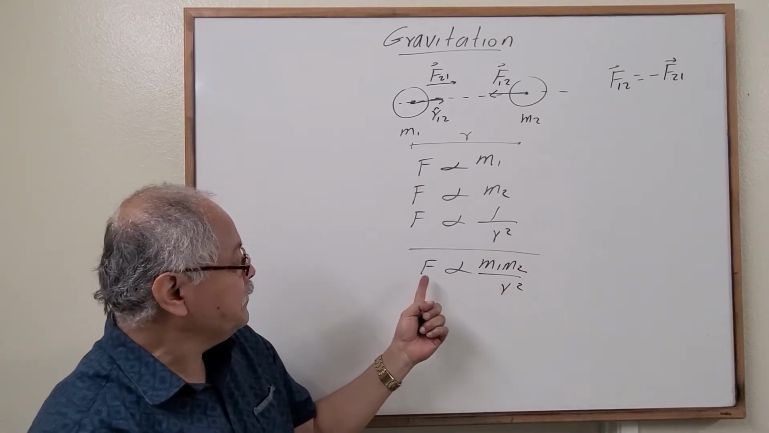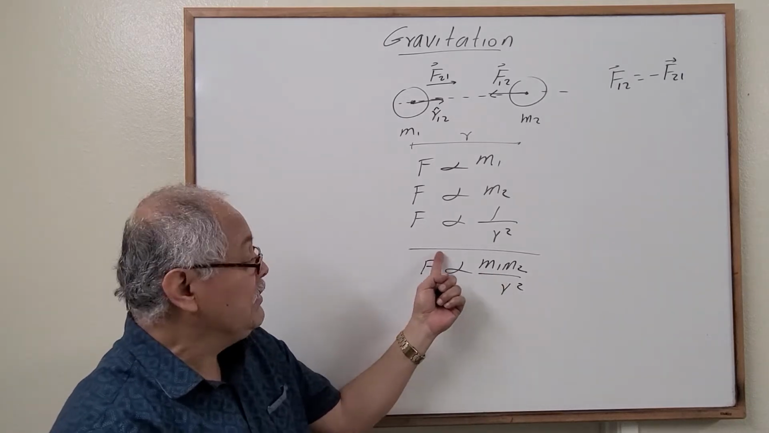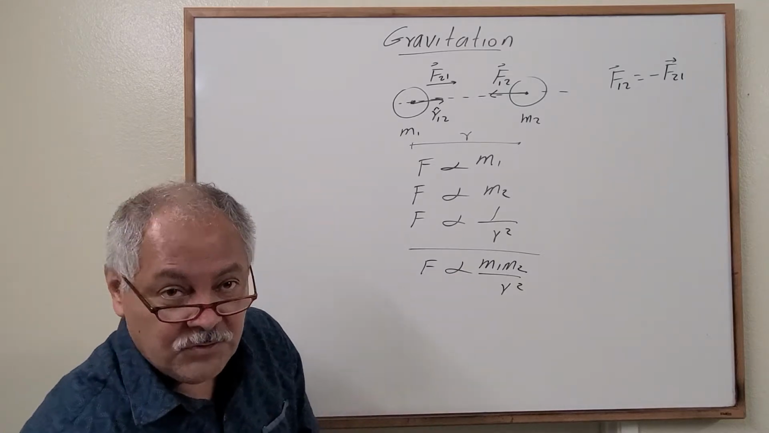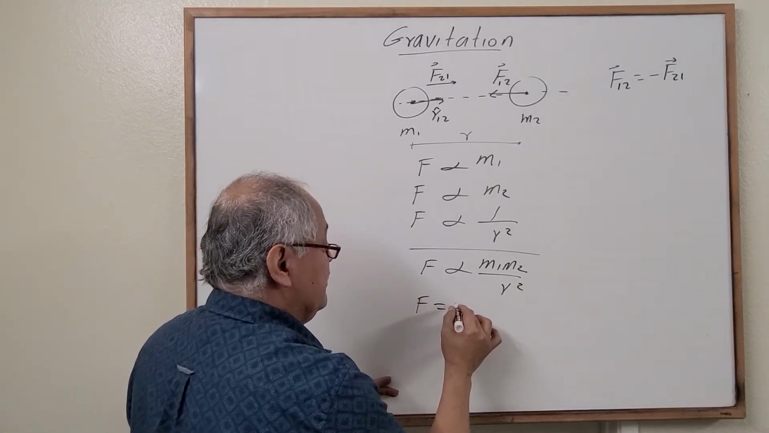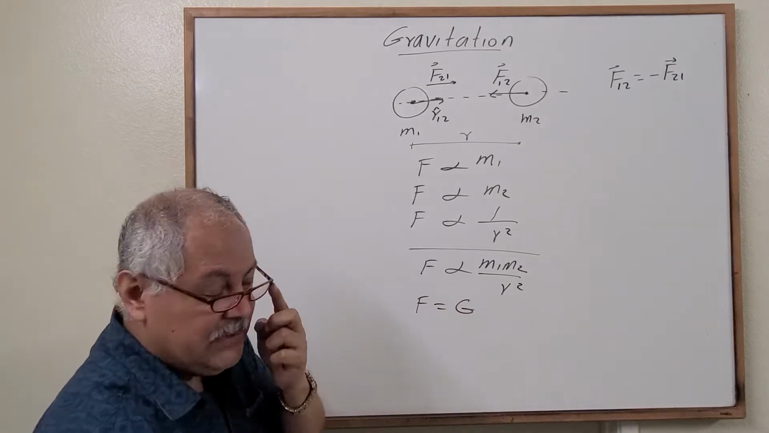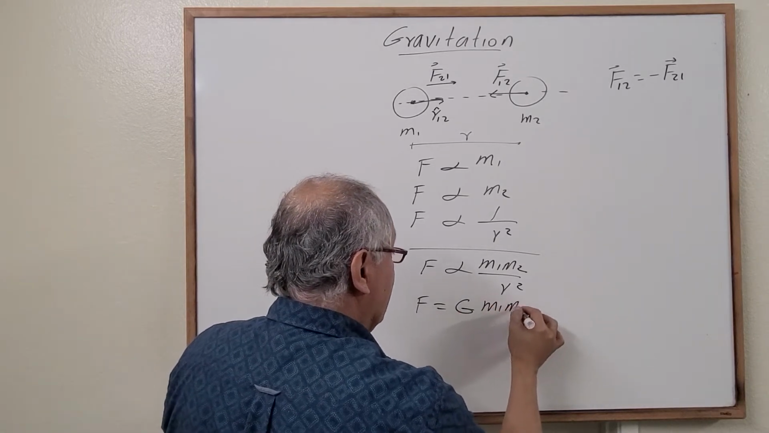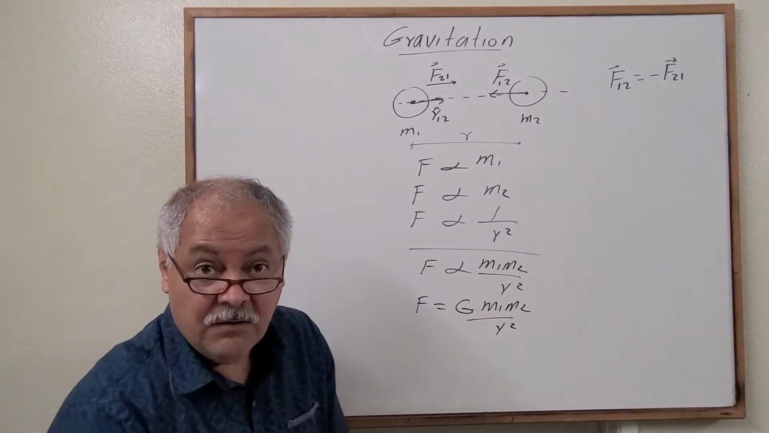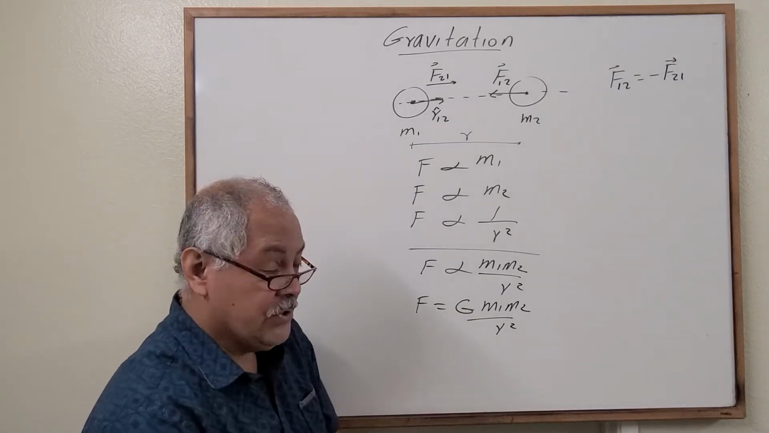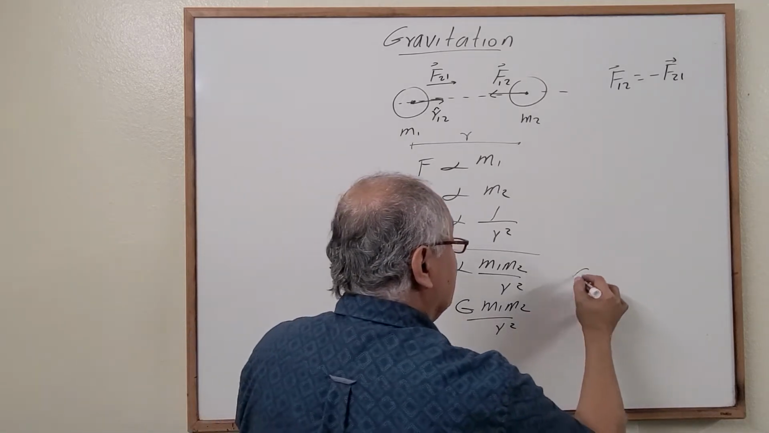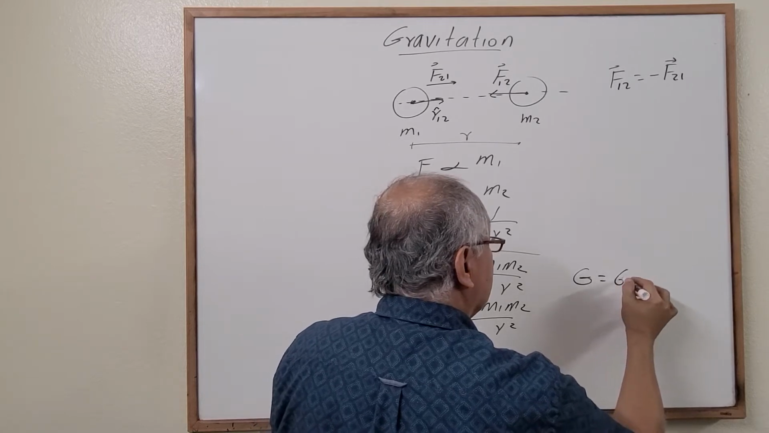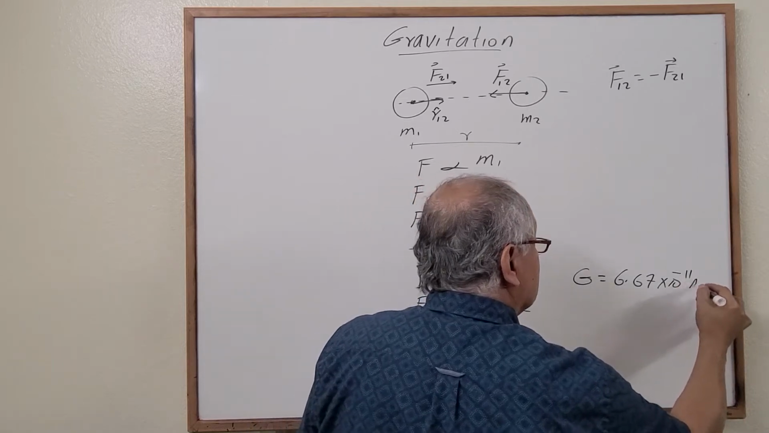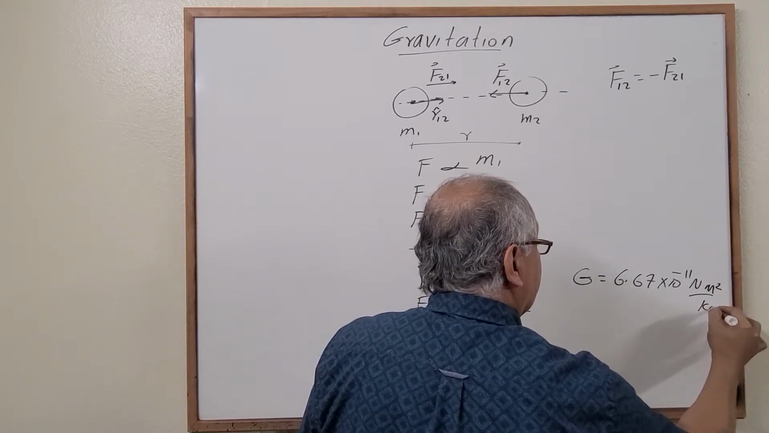Because they have different units, we need to match the unit, so we need to change this symbol by equals and add a constant. So what do we have? Force must be equal to a constant, we're dealing with the magnitude in this case, times m1, m2 divided by r squared. G is the constant of proportionality. This is the universal gravitational constant. And the magnitude is equal to 6.67 times 10 to the negative 11 newtons meters squared divided by kilograms squared.